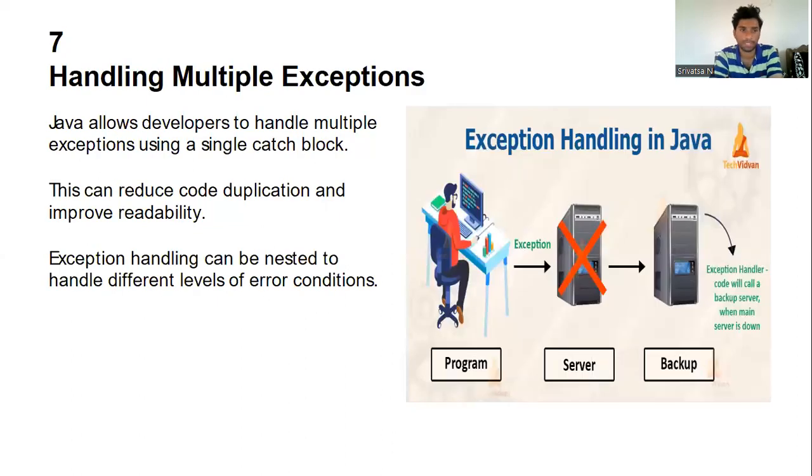Handling multiple exceptions. Java allows developers to handle multiple exceptions using a single catch block. That's how you use multiple exceptions, where you can handle a lot of exceptions in the same program or the same block of code. This can reduce code duplication and improve readability. Exception handling can be nested to handle different levels of error conditions.